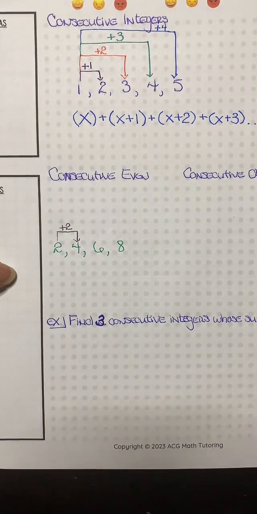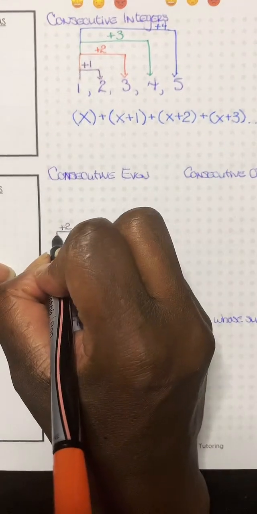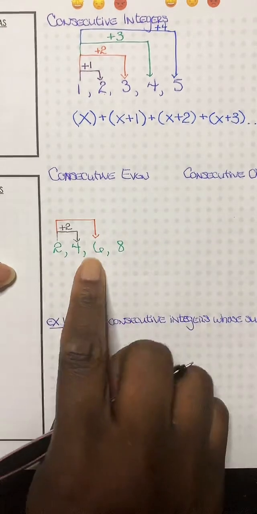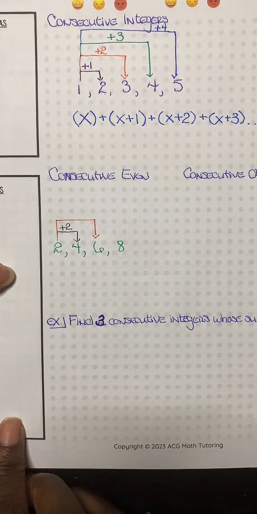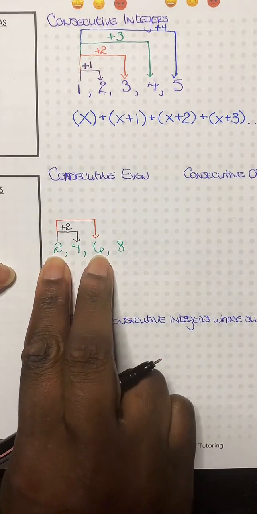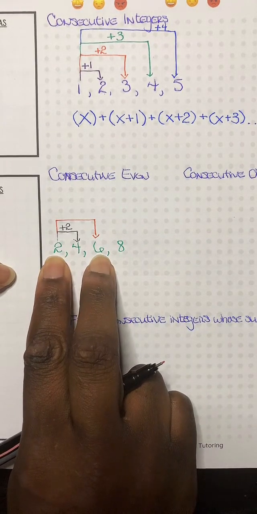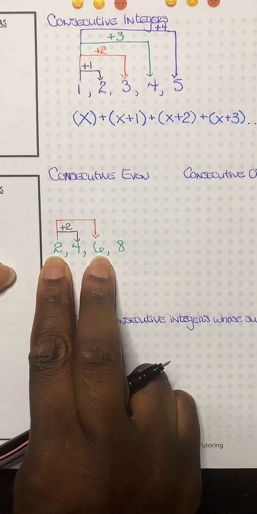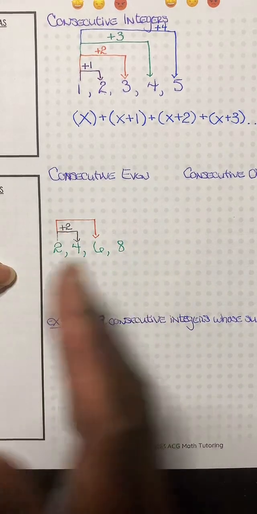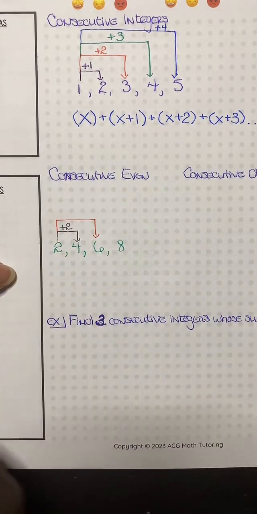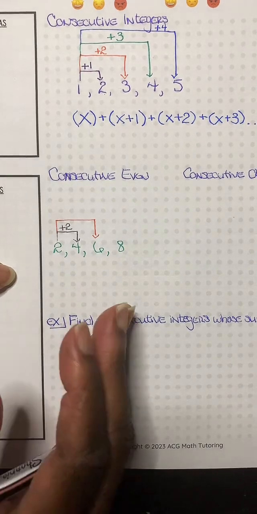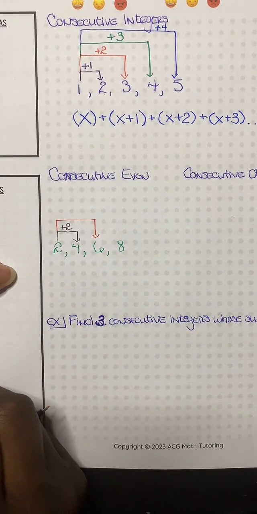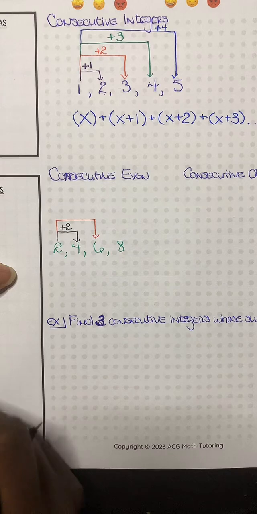If I want to go starting at 2 and I want to get to 6, what do I have to do? Not so much multiplication. Since we're doing consecutive, if I do multiplication, it's not going to give me consecutive. Because 2 times 2 gives me 4, 2 times 3 gives me 6. But it's not so much the multiplication. It's the addition.